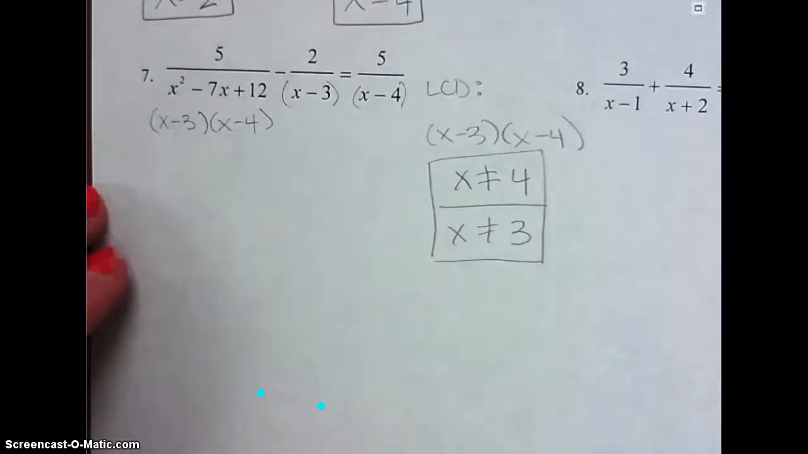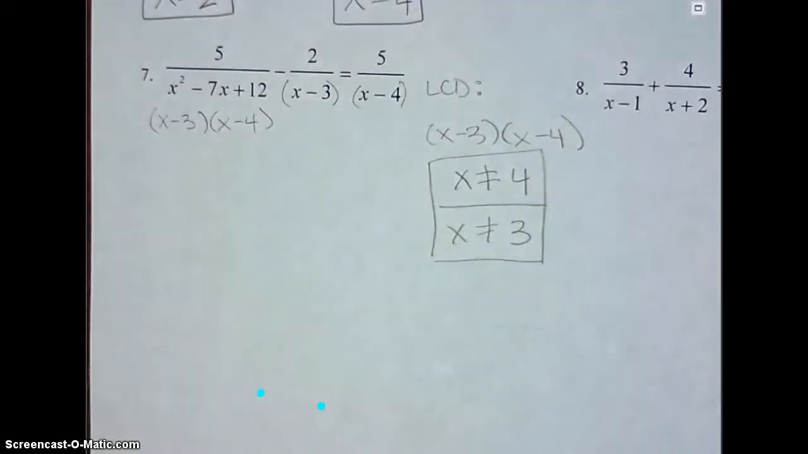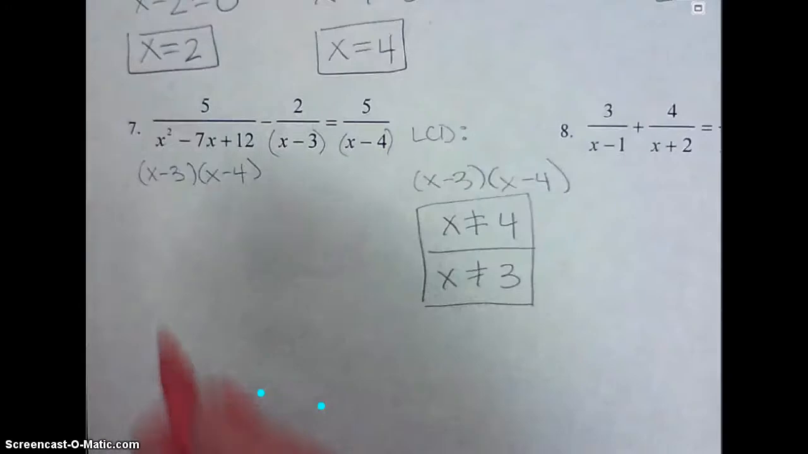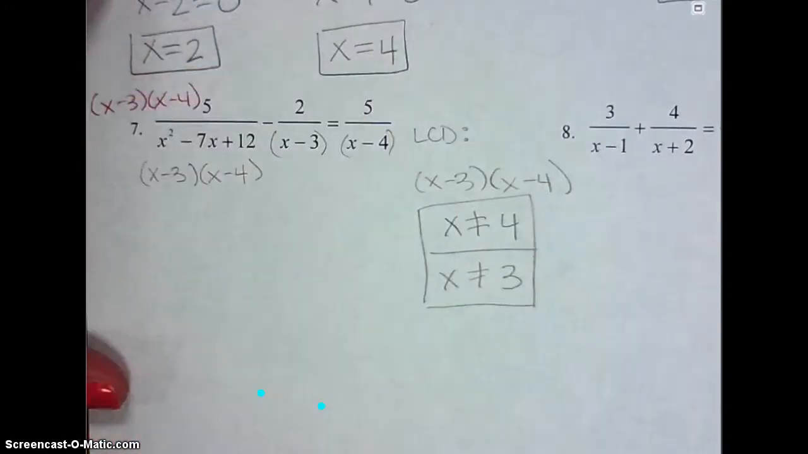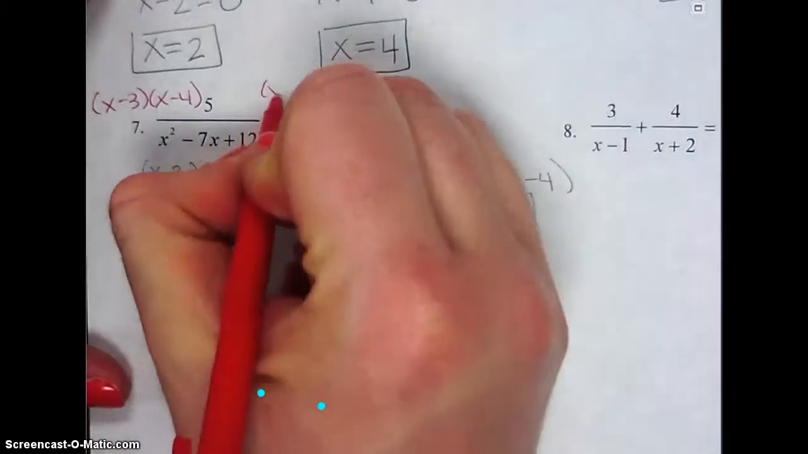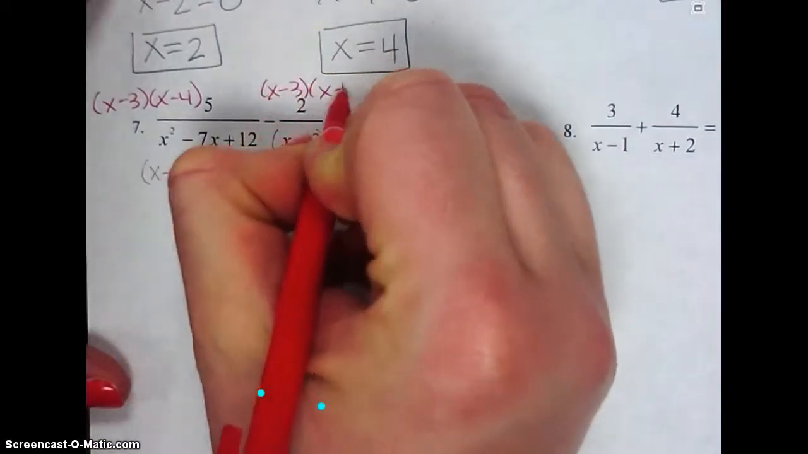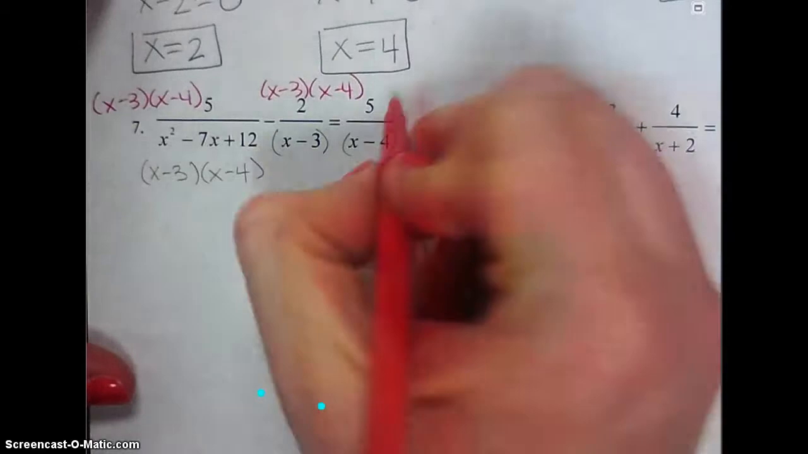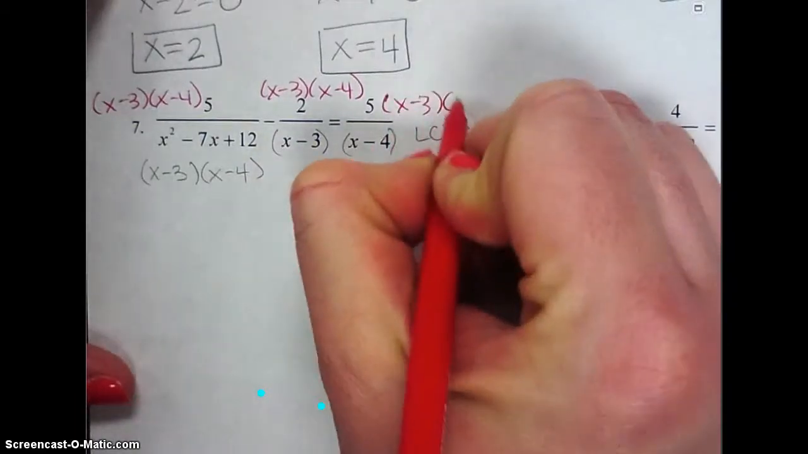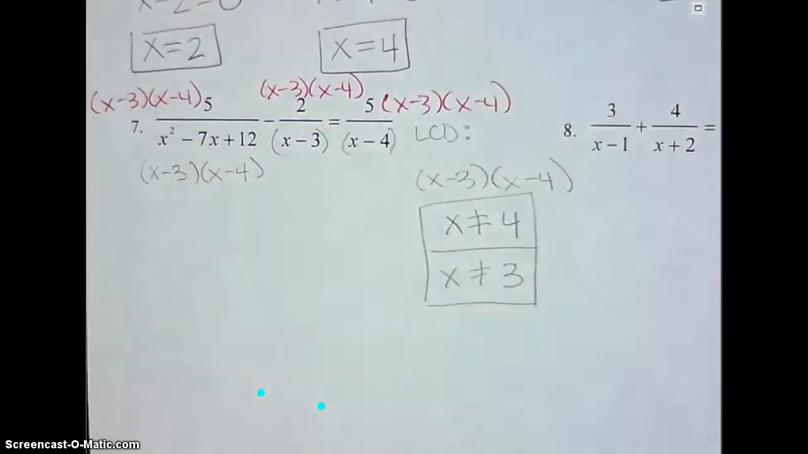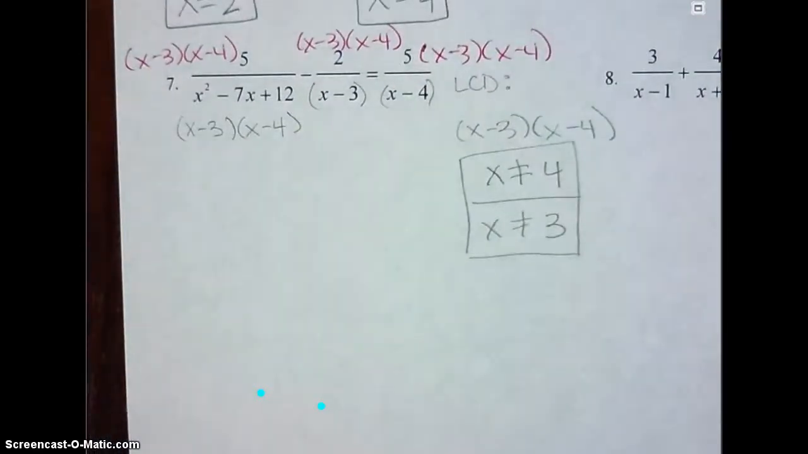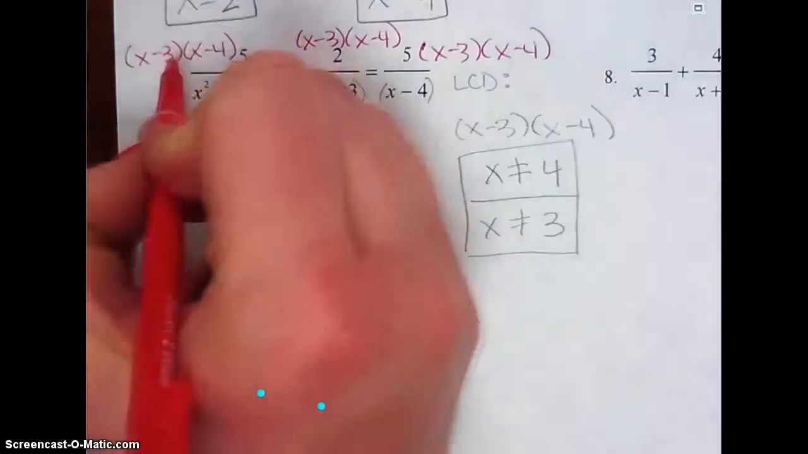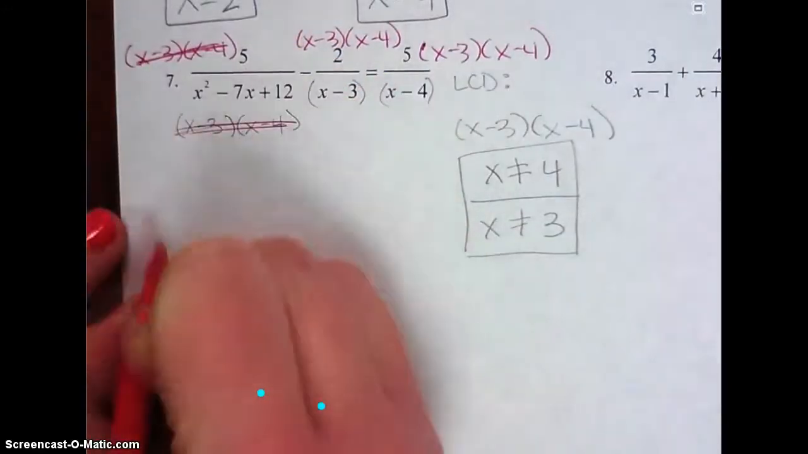So we multiply every single piece by the LCD. So this one gets the X minus 3 and the X minus 4. This one gets the X minus 3 and the X minus 4. And so does the far right side. X minus 3, X minus 4. Okay, don't skimp and not write it. Make sure you write it so you can cross out whatever crosses out. So on the first one, what crosses out? Yeah, it all crosses out. And we're just left with 5.